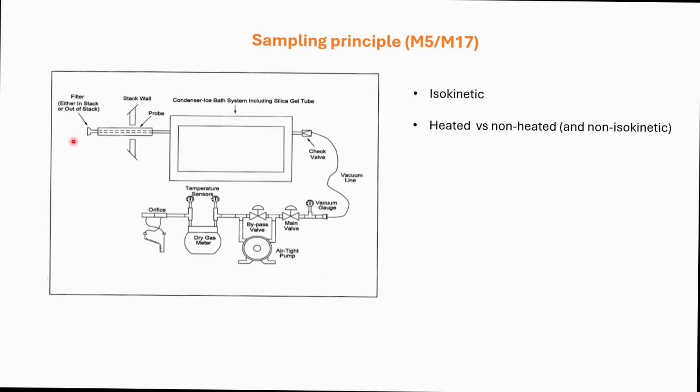But the standard method is isokinetically sampling to capture the droplets accurately if you're below 100 degrees Celsius, and also using a heated line, especially if you're above 100 degrees or if your moisture content is going to be above the dew point outside, because then you don't want that condensation in the line before your condenser.